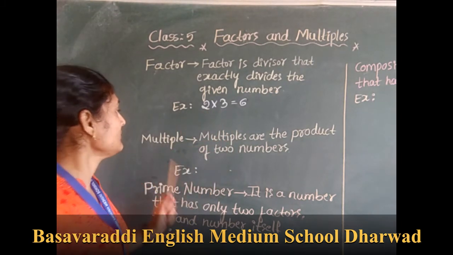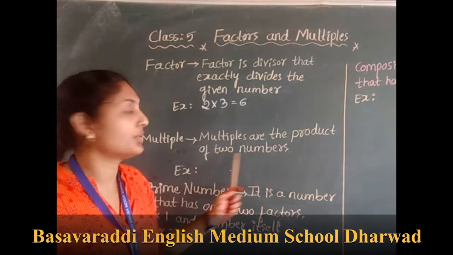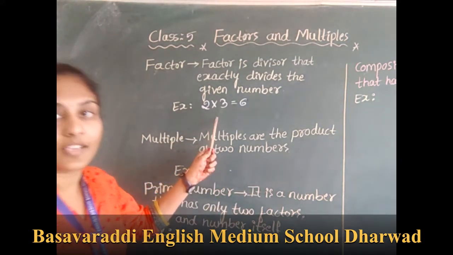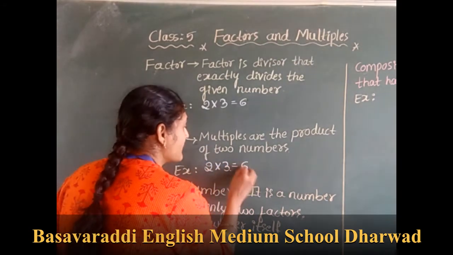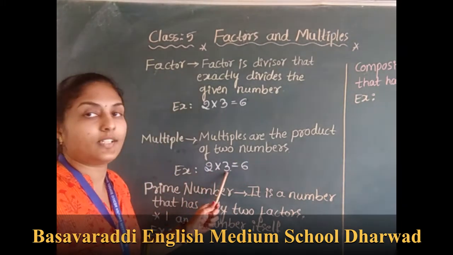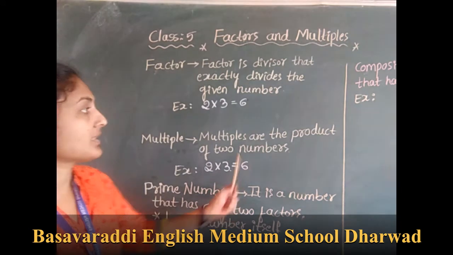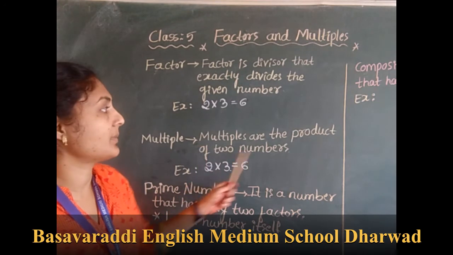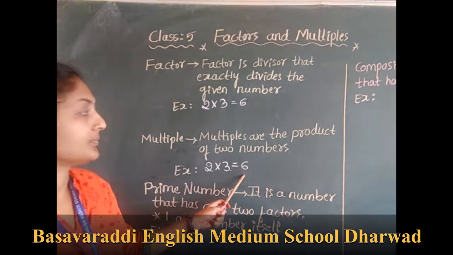Okay, the next one, the multiples. What are multiples? Multiples are the product of two numbers. Take the same example there: 2 into 3 is equal to 6. These two, 2 and 3, are the factors, and 6 is the product there. The multiples are the product of two numbers.